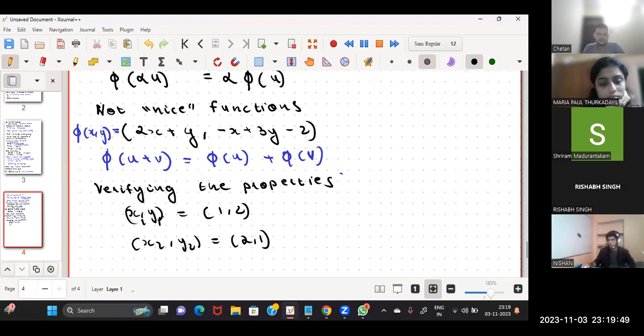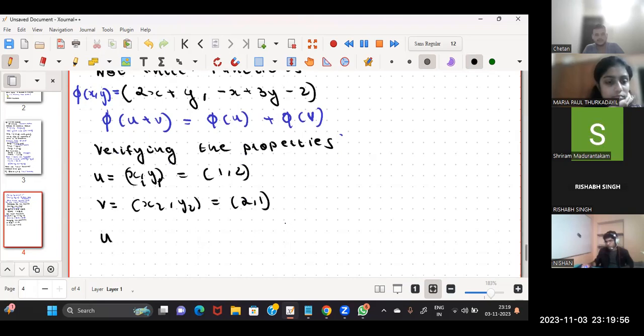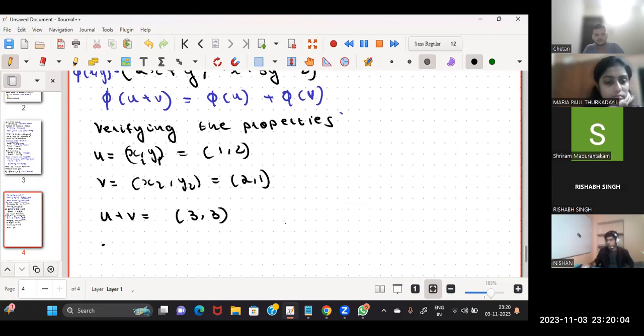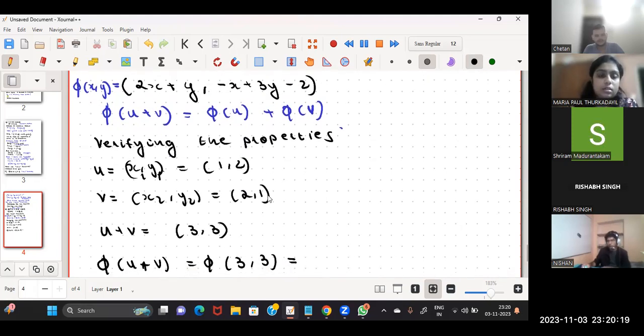So these are the inputs, right? Now try inputting these in the function. So phi of u plus v equal to phi of u plus phi of v. Yeah, sure. Phi is (3, 3), right? So yeah, this is correct. Phi of (3, 3) equal to phi of (1, 2).